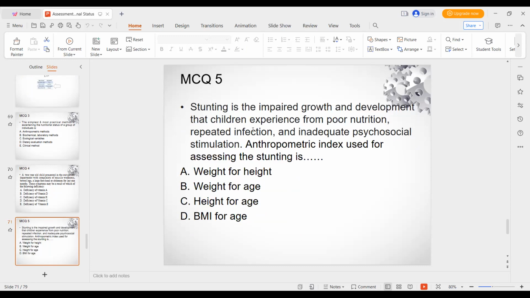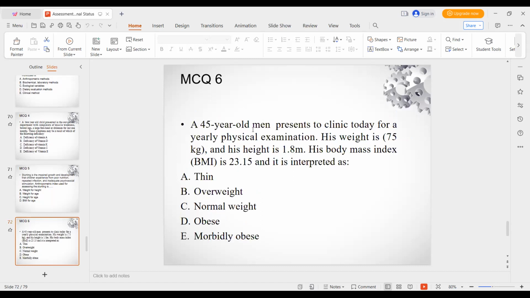MCQ number 5, stunting is the impaired growth and development that children experience from poor nutrition, repeated infection, and inadequate psychosocial stimulation. Anthropometric index used for assessing the stunting is A, weight for height, weight for age, height for age, and BMI for age. It's C, height for age.